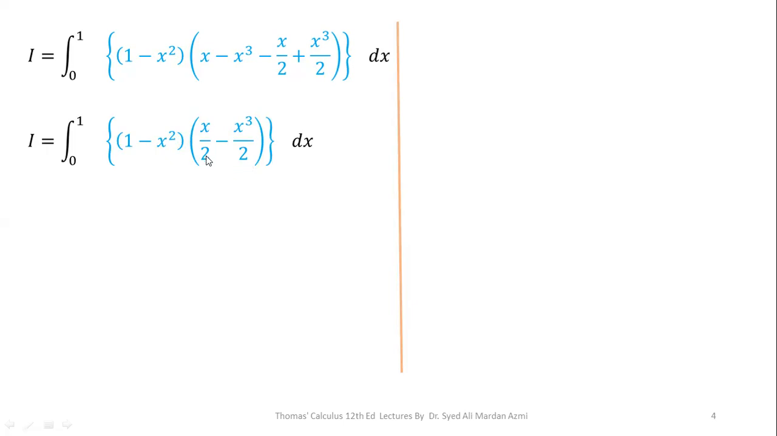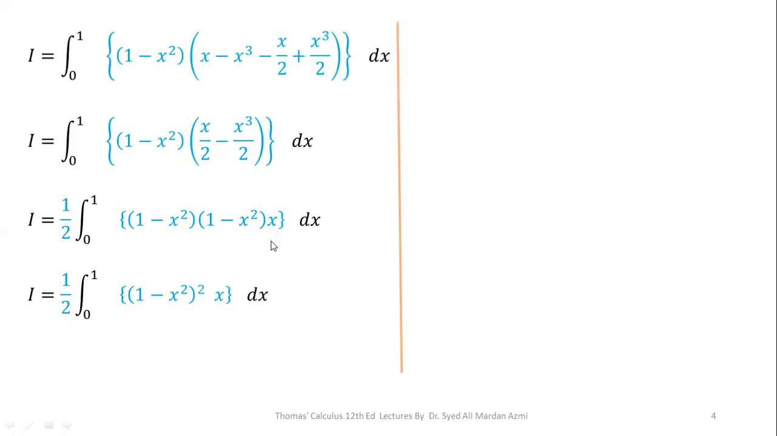So from here we can take 1 by 2 common from the denominator, and from the numerator we can take x common. So when I take 1 by 2 common from this second bracket, we can take it outside, and if I take x common, I can write it here. So I am left with 1 minus x square in the second bracket. Now 1 minus x square and 1 minus x square become 1 minus x square whole square into x.